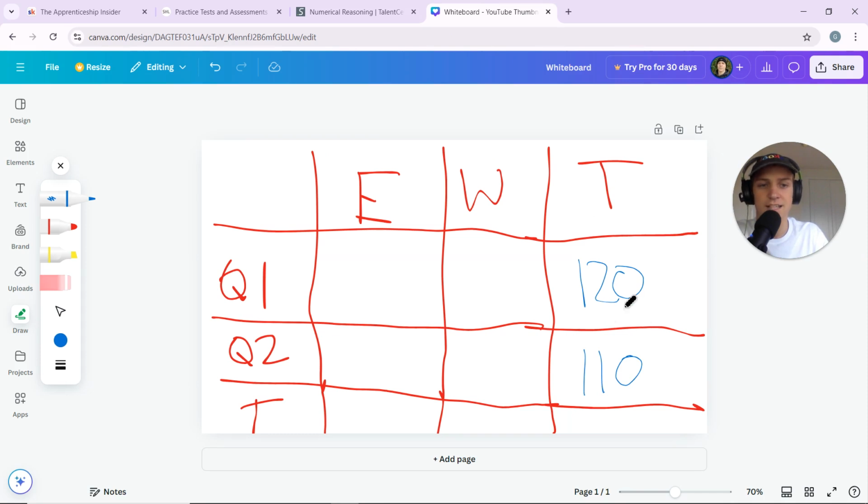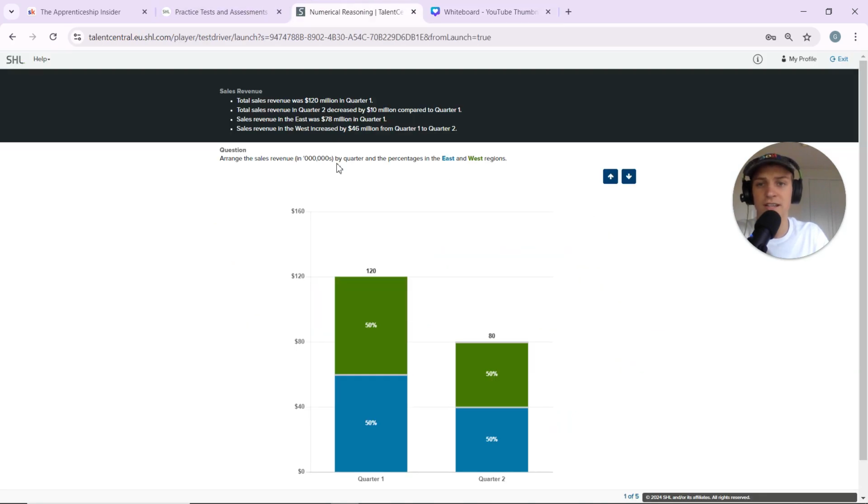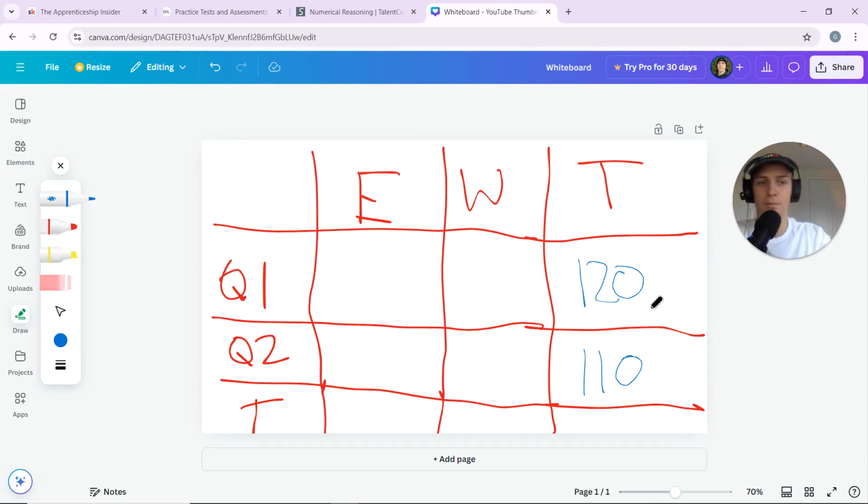It's so easy when you lay it out in a format like this, rather than staring at this information trying to work out what it says. When you present it in a table, by the end we'll have a completely filled out table with all the information. It's going to be so easy to draw a graph.